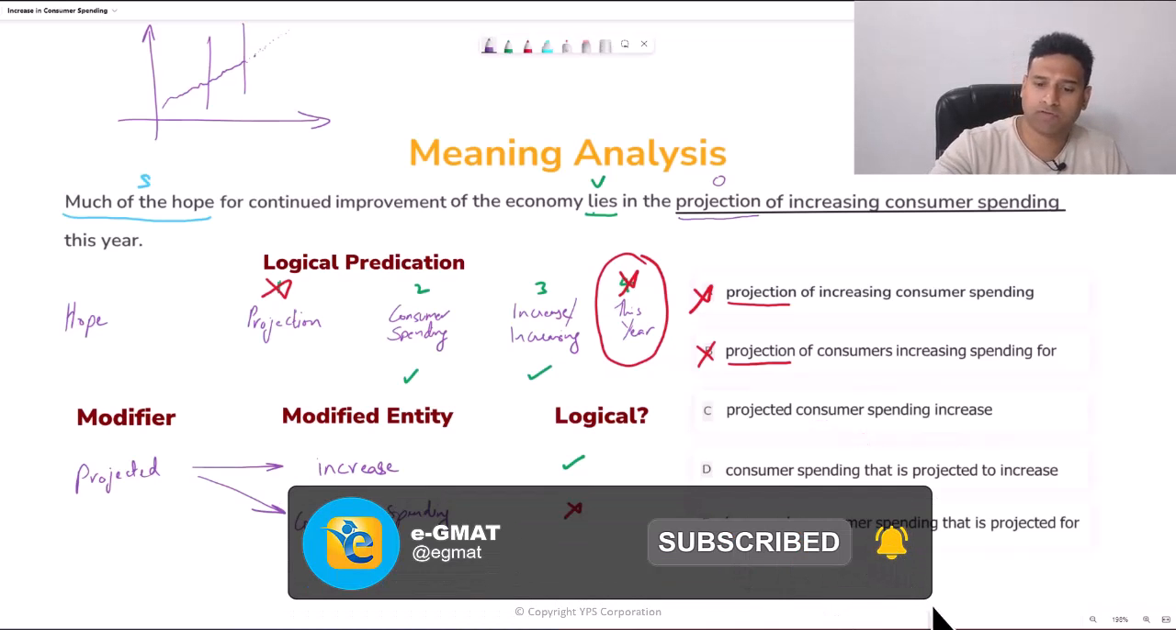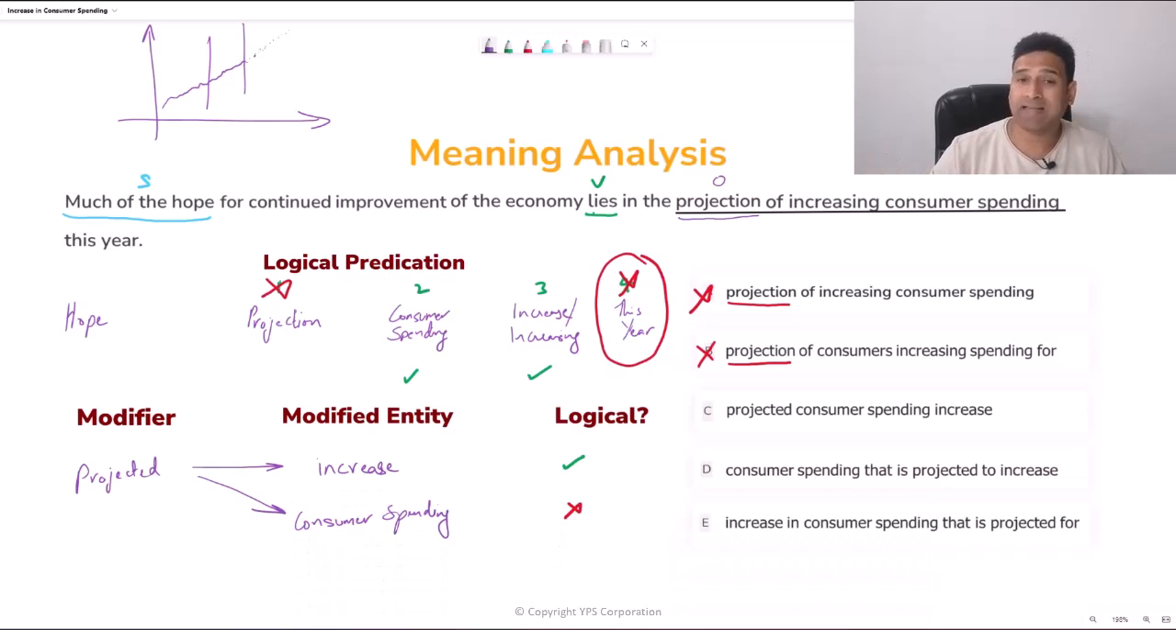So if you're still wondering how this makes sense or why this does not make sense, are we talking about a projected consumer spending increase, where this word modifies everything within brackets, wherein the main noun is increase? This is our case 1, which is written here on top. Or does projected modify consumer spending, and then this whole thing modifies increase?